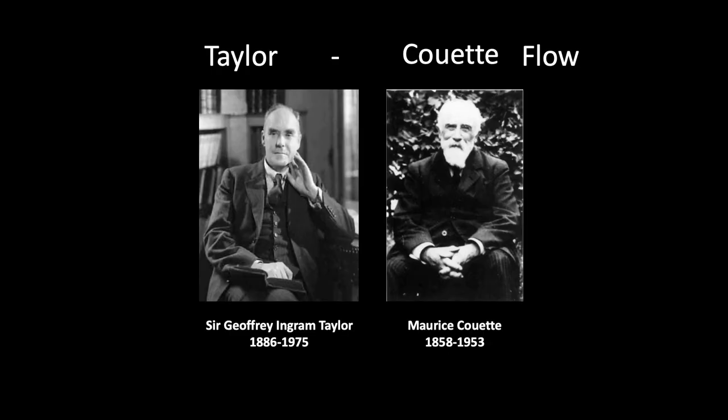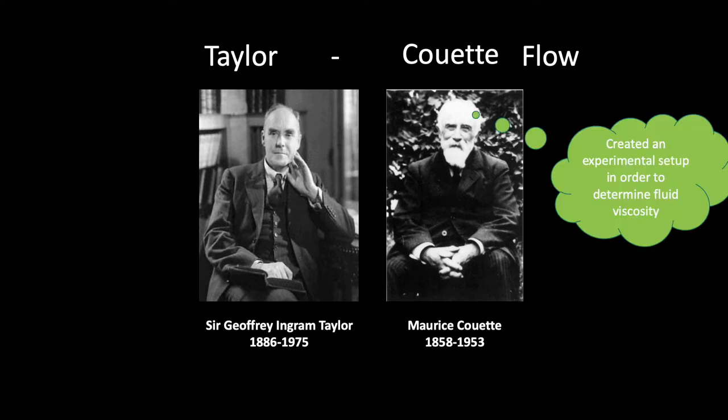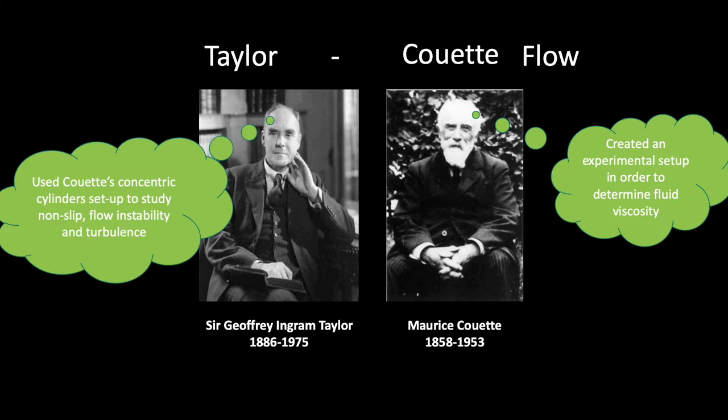The Taylor-Couette flow is a flow that takes place between two concentric cylinders with one mobile. It was invented by Couette, a French researcher, who first created this setup to study viscosity, and then Sir Taylor used this setup to study the stability and turbulence of fluids.